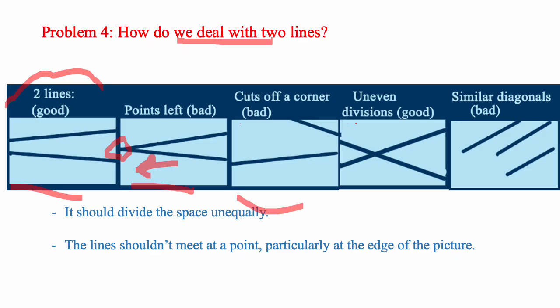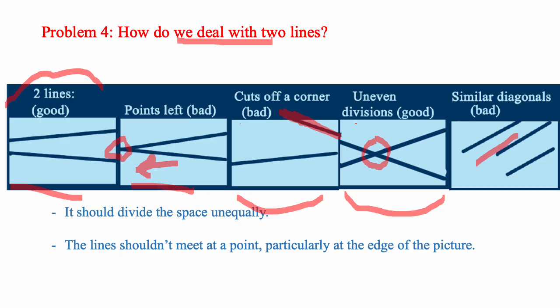Now, this one is also no good because we don't want generally lines coming from the top or bottom going to the side, because it looks like it's cutting off a corner. Now, when we have two lines that overlap or intersect like these, the image is divided into four unequal parts, and we are attracted to the intersection, which should be at variable distances from the edges.